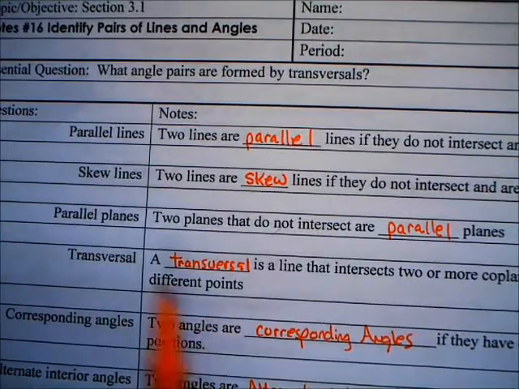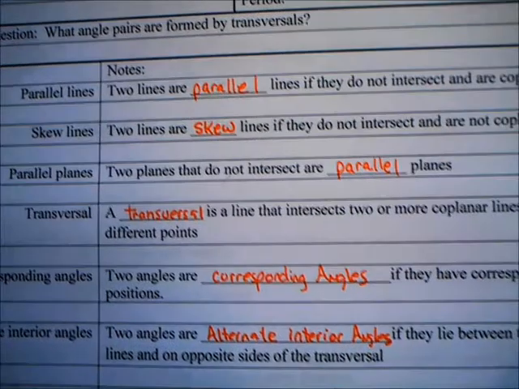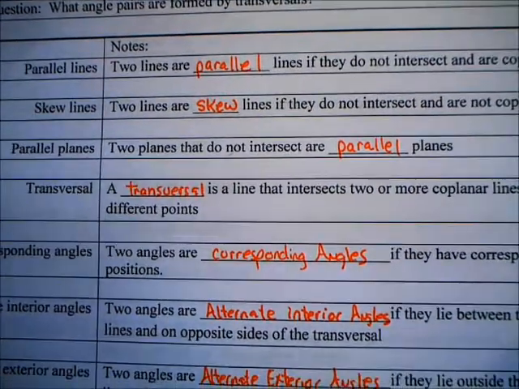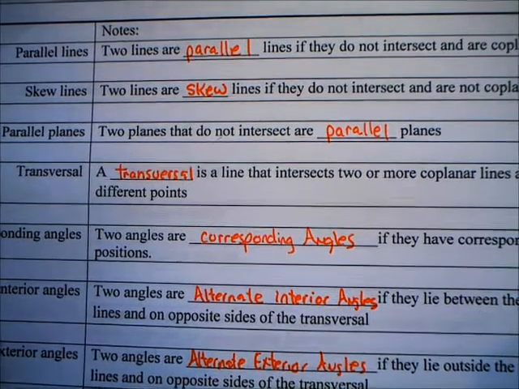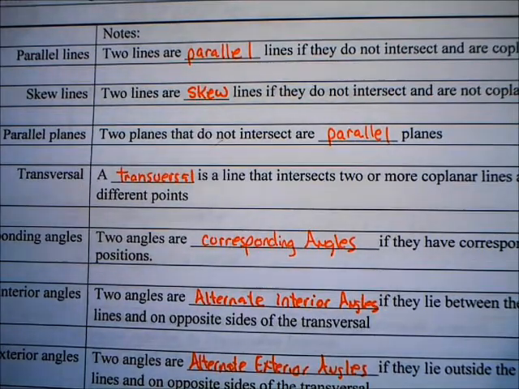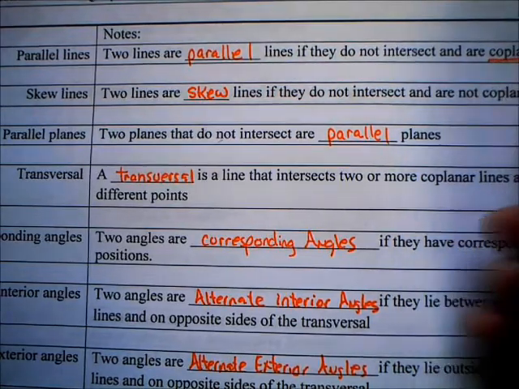Alright, we have a bunch of vocabulary, so I'll leave it up here so you can see it and copy them down as I read through them. We slide it just a little bit. It says parallel lines. Two lines are parallel lines if they do not intersect and are coplanar, which means they're in the same plane.